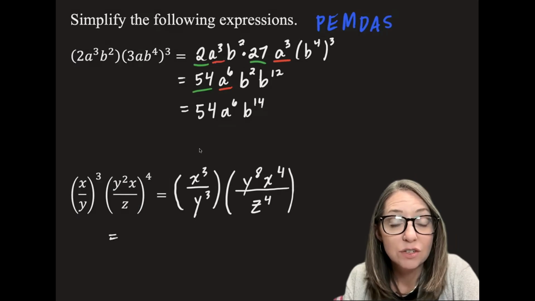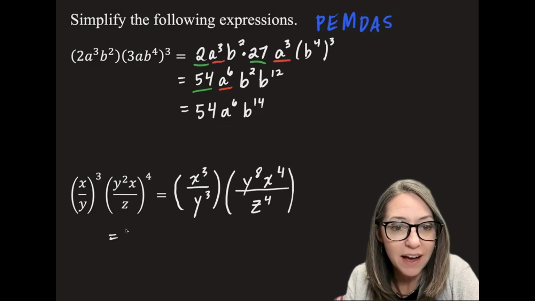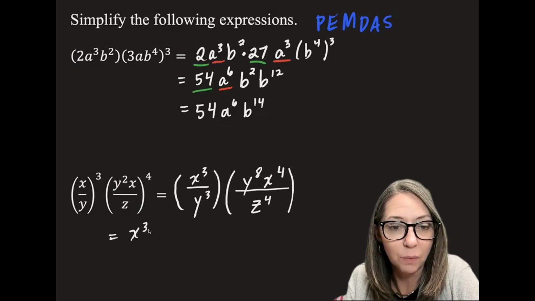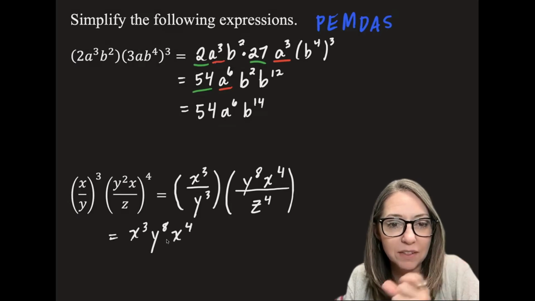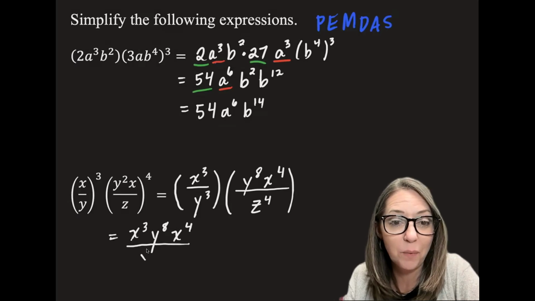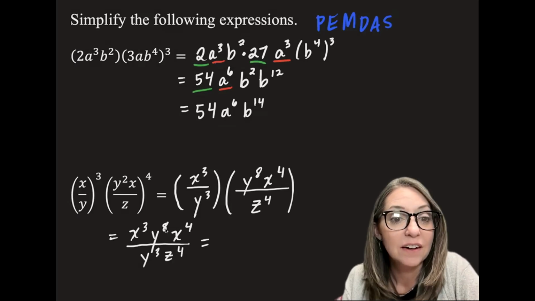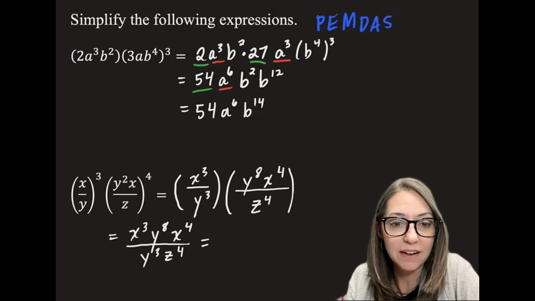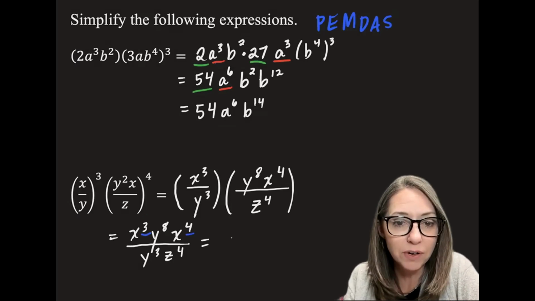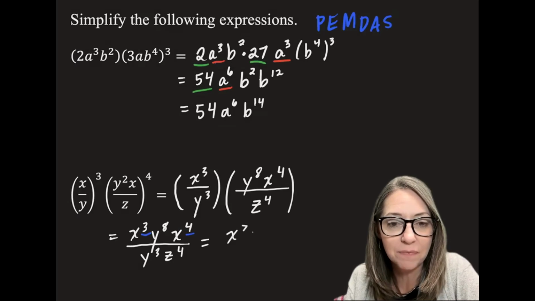Okay. So multiplying these numerators, we have x cubed times y to the 8th times x to the 4th, just kind of scrunching them together really, all over y cubed times z to the 4th. So we can multiply the x's up here in the numerator, which we would do by adding those two exponents, the 3 and the 4, to get x to the 7th.